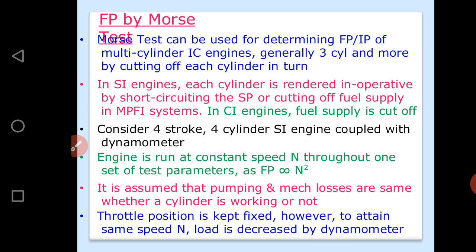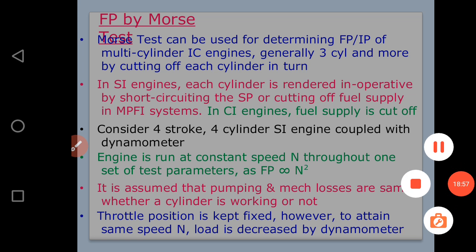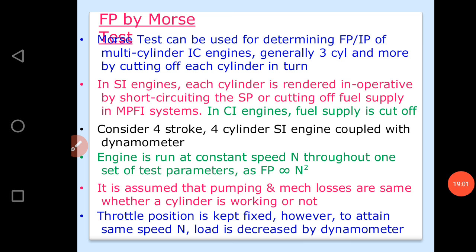The third one is the Morse test. We will take the Morse test in the next lecture. It has already become 19 minutes. So we will discuss the Morse test and heat balance sheet in our next lecture. Thank you.